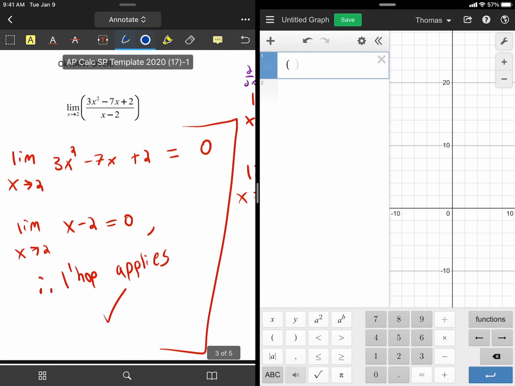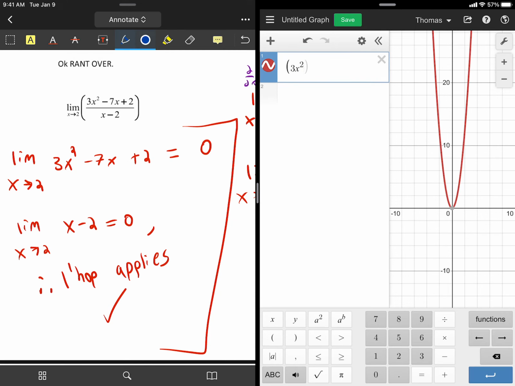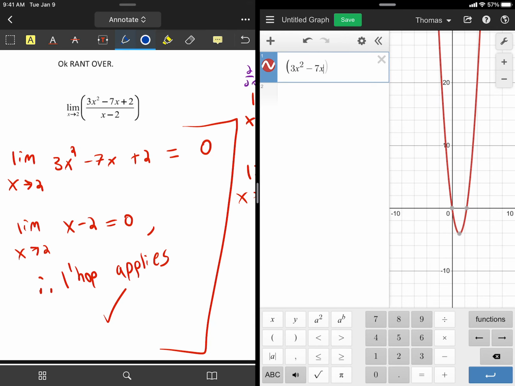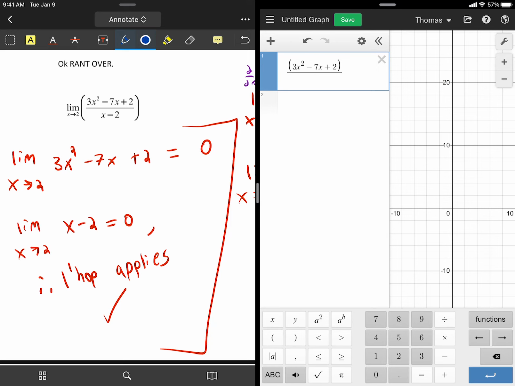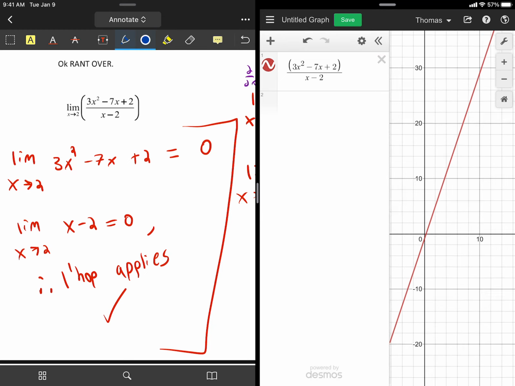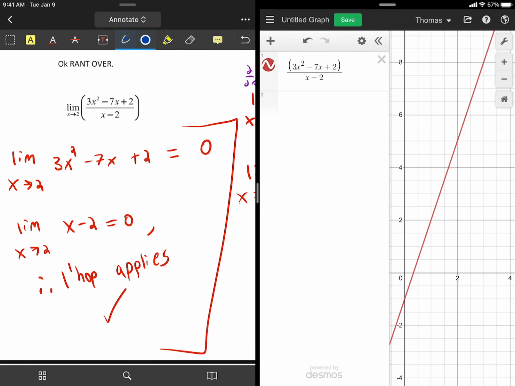So we'd have 3x squared minus 7x plus 2, all divided by x minus 2. And so I didn't really even try and factor this one. Maybe it could, I don't know. But let's see what happens here when x is 2. If I zoom in, there it is. It's undefined at 2, but the limit is clearly 5. Could I have factored this? I'm actually not sure. Let's see.